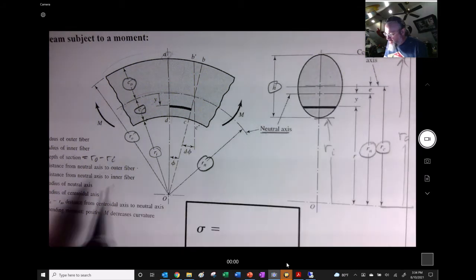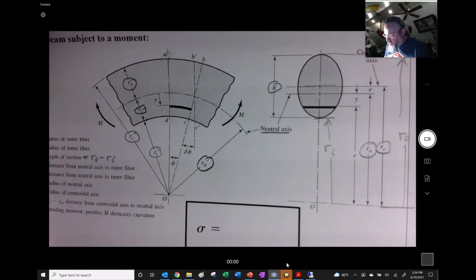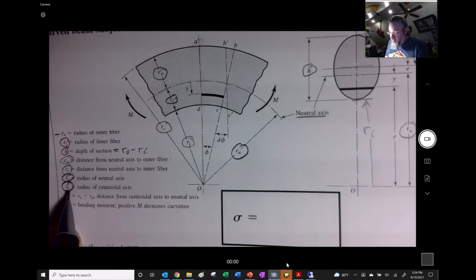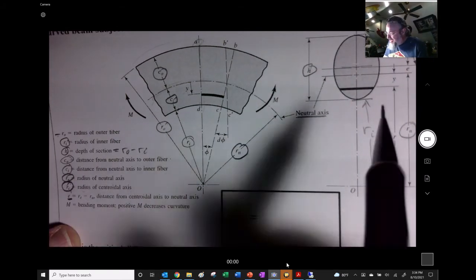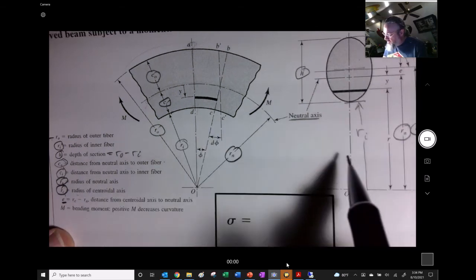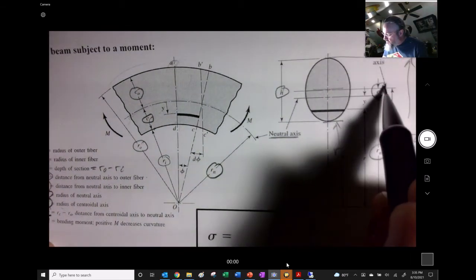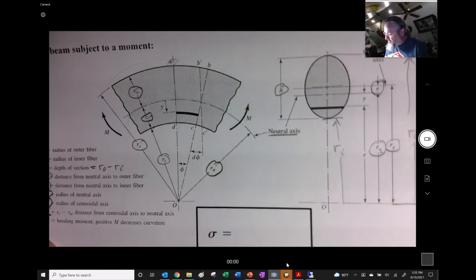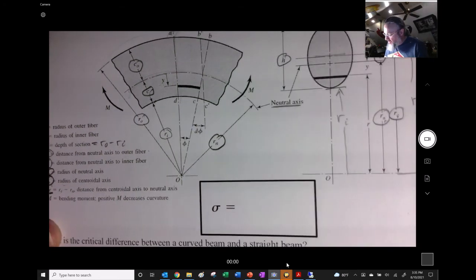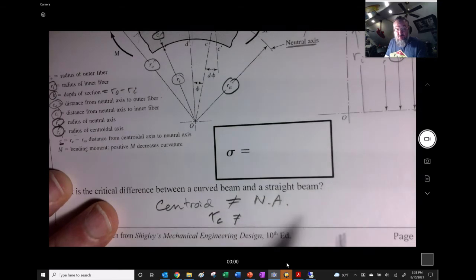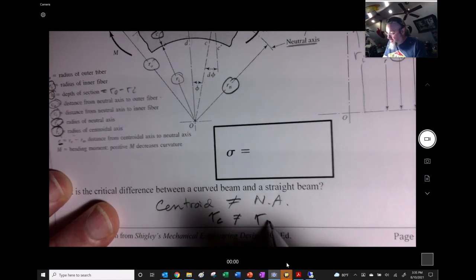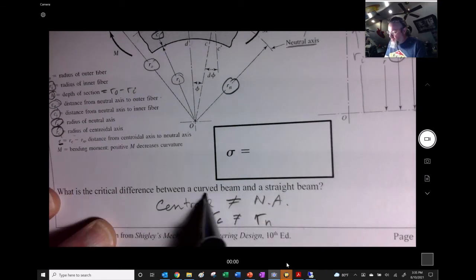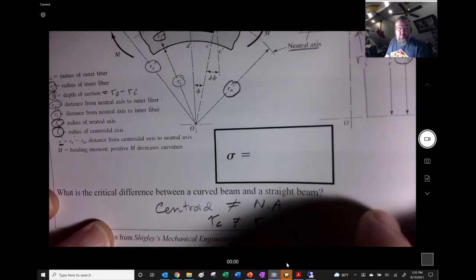And you could see, all right. So there's the RC that I've written over here. Here's RC, and you can see that they have something called e. e is this distance between the two. It's the distance between the fact that Rn does not equal Rc. Like you could say that Rc does not equal Rn is another way that I could answer the critical difference between a curved beam and a straight beam.